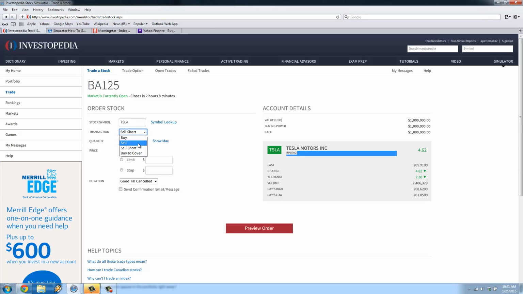If you're new to stock trading, though, I would not recommend it. In my experience, whenever I've sold short, I've lost a lot of money, and it's very easy to lose money, so only do that if you feel comfortable with it.